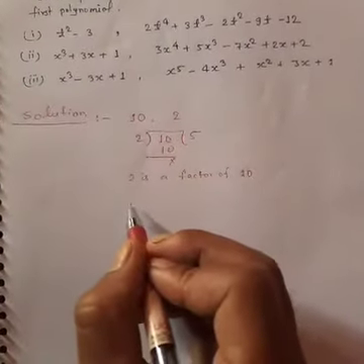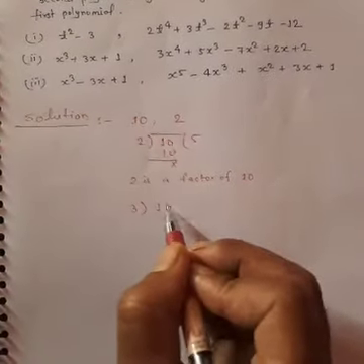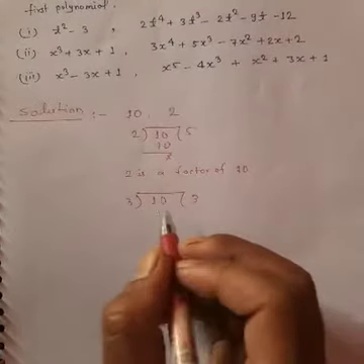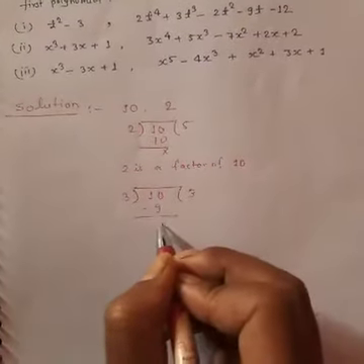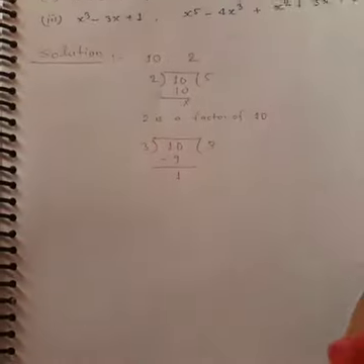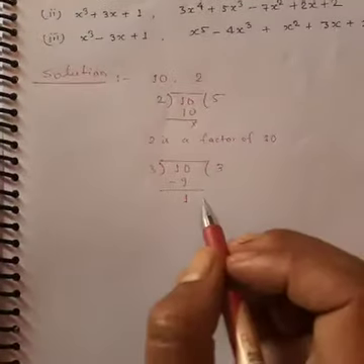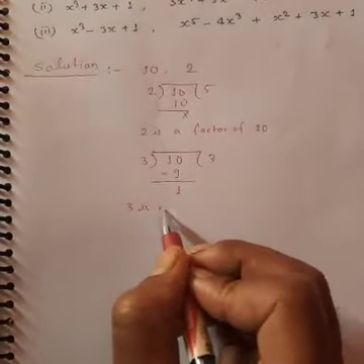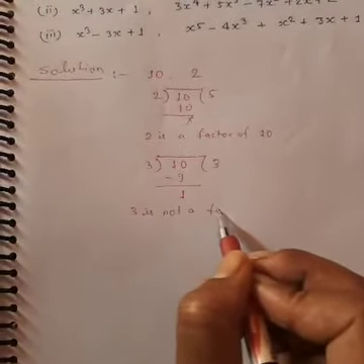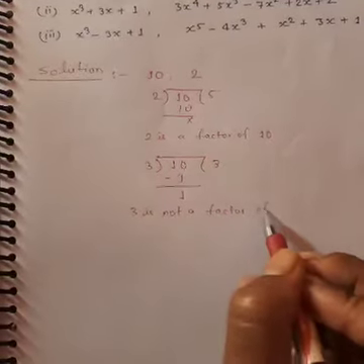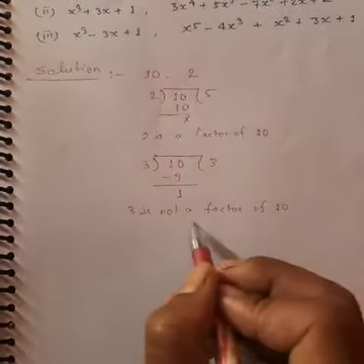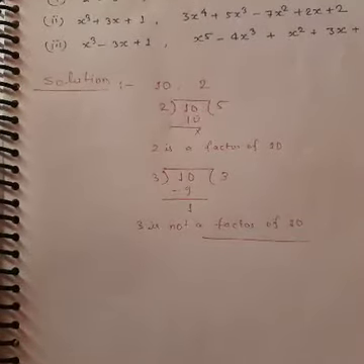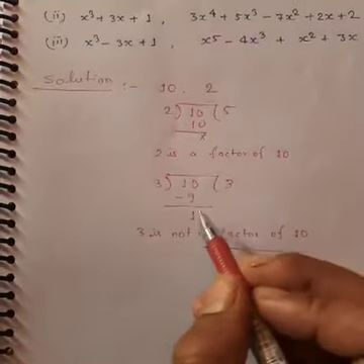But if we divide the same number 10 by 3, what do we find? 3 times 3 is 9, so this time the remainder is 1. So this time we say that 3 is not a factor of 10, because when 10 is divided by 3 we get remainder 1.